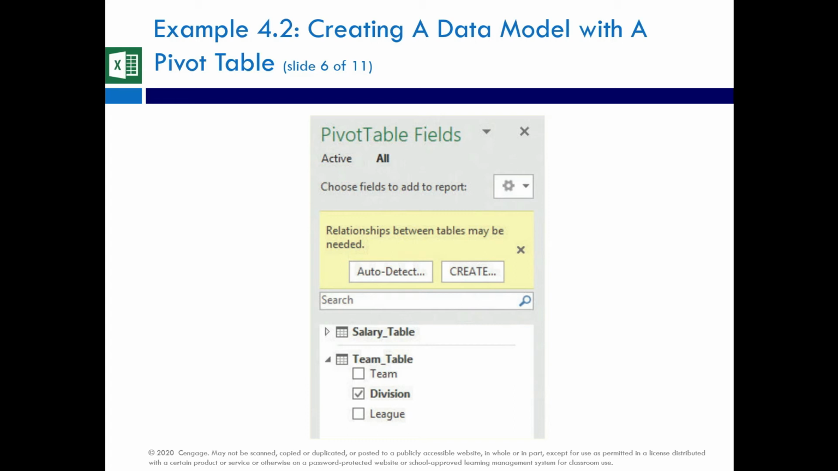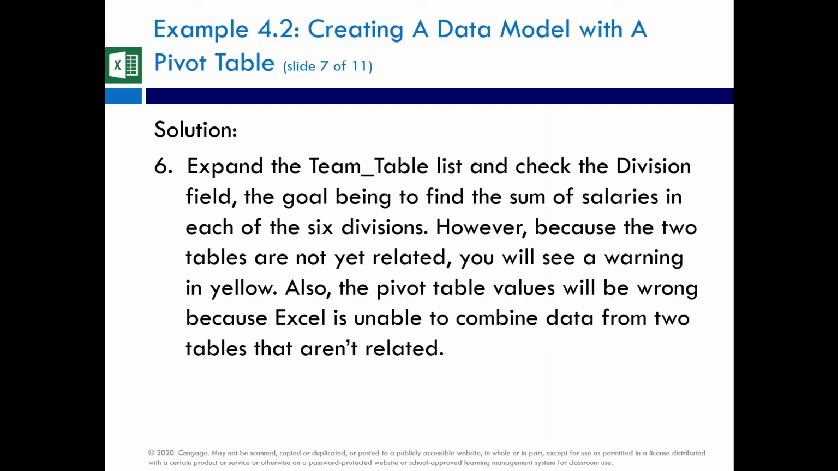In the pivot table fields, you can see the fields, and here we have the division selected by team. Expand the team table list and check the division field, the goal being to find the sum of the salaries in each of the 6 divisions. However, because the two tables are not yet related, you'll see a warning in yellow. Also, the pivot table values will be wrong because Excel is unable to combine data from two tables that aren't related.